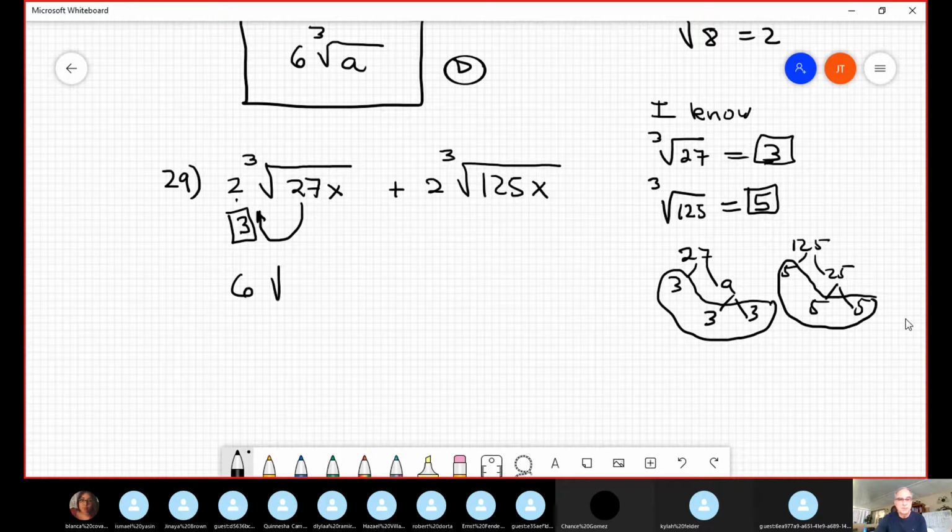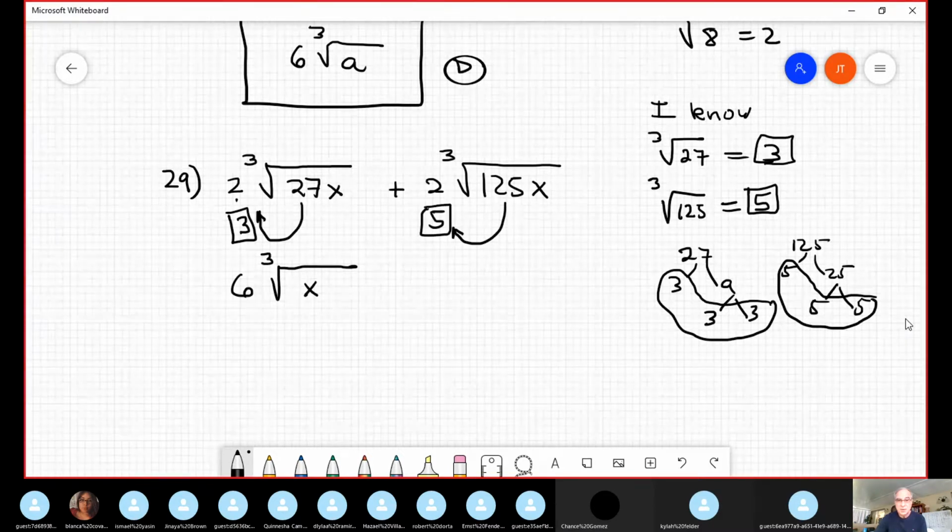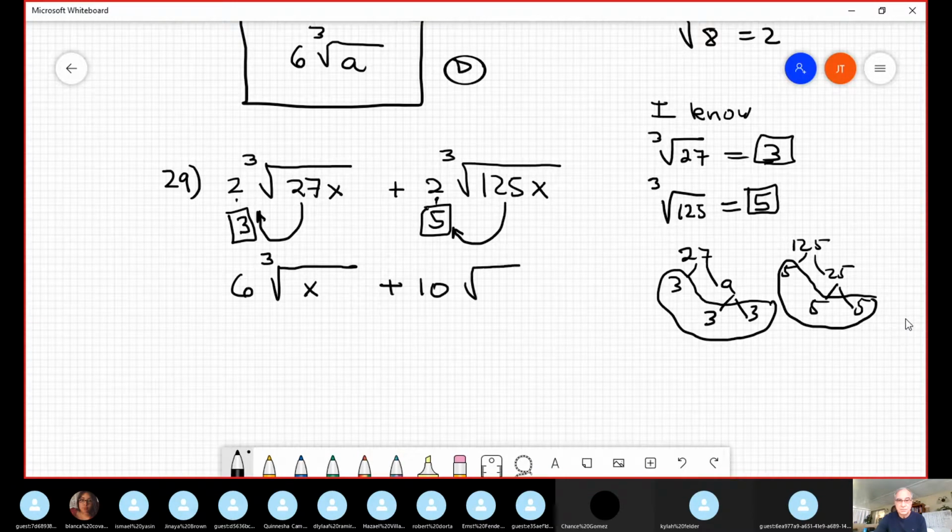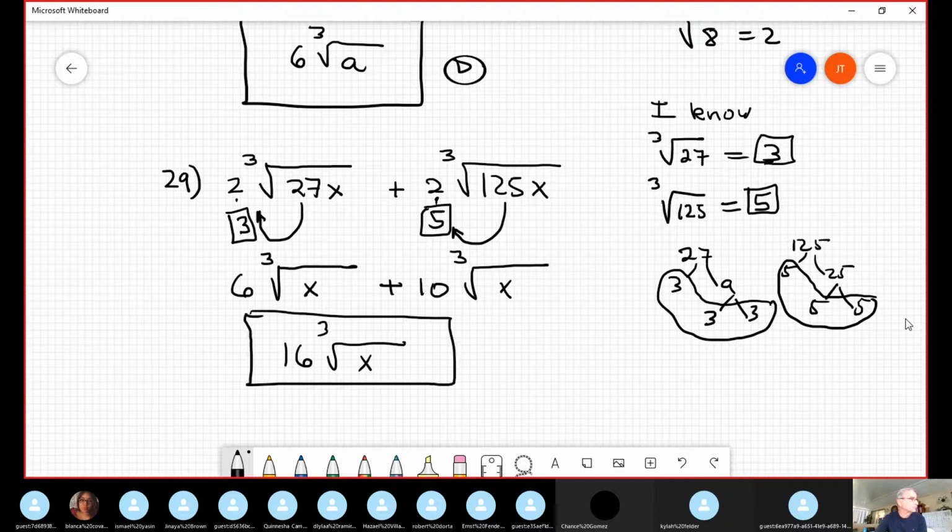And only one x stays inside the radical. And here, a similar situation happens. One 5 goes outside, and multiplication by 2 is 10. Cubic root of x. Again, they are like terms, so 16 cubic root of x is the answer. It corresponds with the option C.